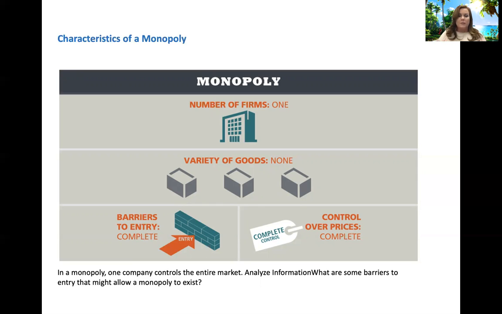It's one. The barriers to entry are complete, because there's a patent. If I have a patent on a prescription medication, then nobody else can sell it. And also, if I'm a monopoly, I have complete control over prices. If I have a cancer curing drug, could I charge $1,000 a pill for it? Yep, I could. Unethical, but I could. And then sometimes that's why when we start getting into the ethics of it, the government can come in and try to legislate.